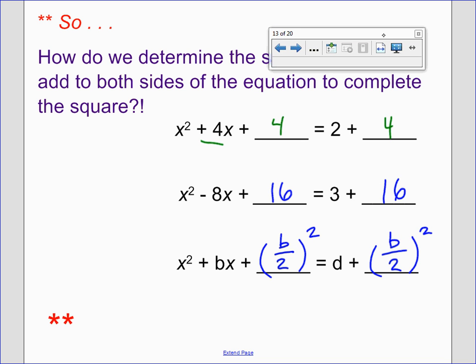So how do we get that special number to add to both sides? We divide the middle term by 2 and then square the result.